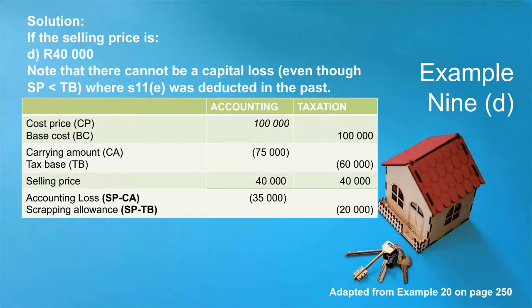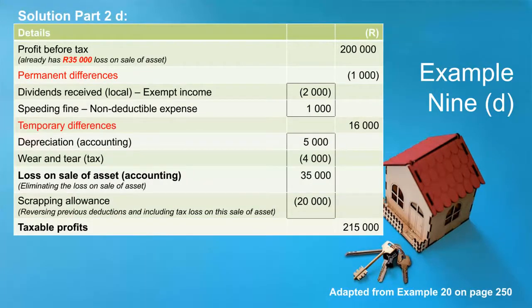Now when we calculated accounting profit, we would have subtracted the 35,000 loss on sale. So in order to remove the effect of the loss on sale, we're going to add it back, and we're going to replace it with the tax treatment of minus 20. Does everybody understand that? We have the accounting loss of 35, which we will add back. Why are we adding it back? Because we subtracted it when we calculated accounting profit. So now to remove the effect, we need to add it back.